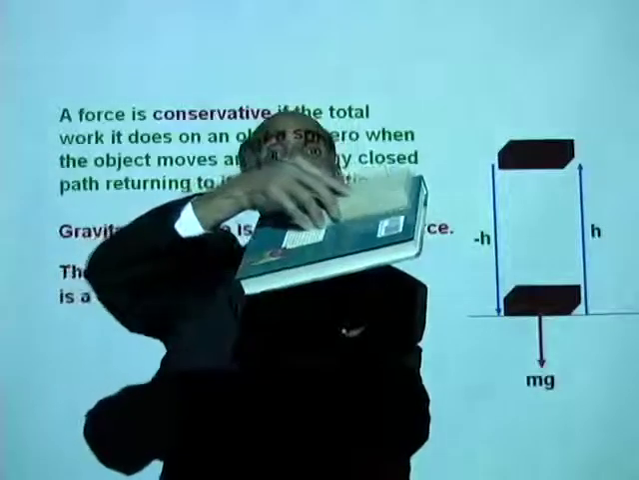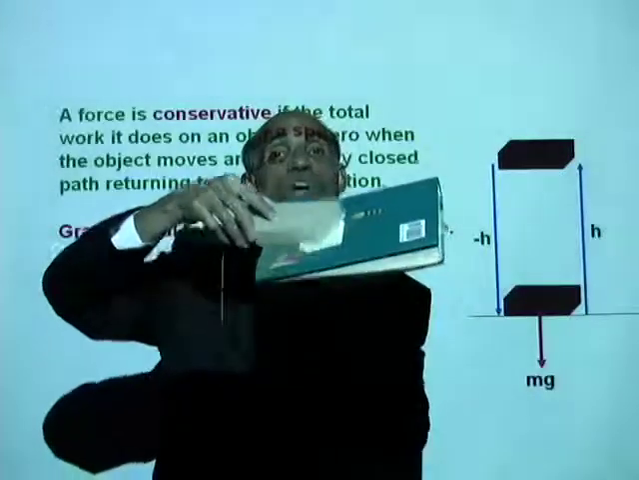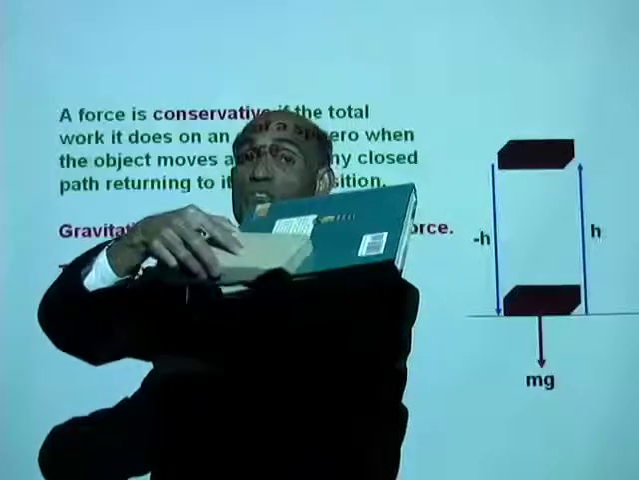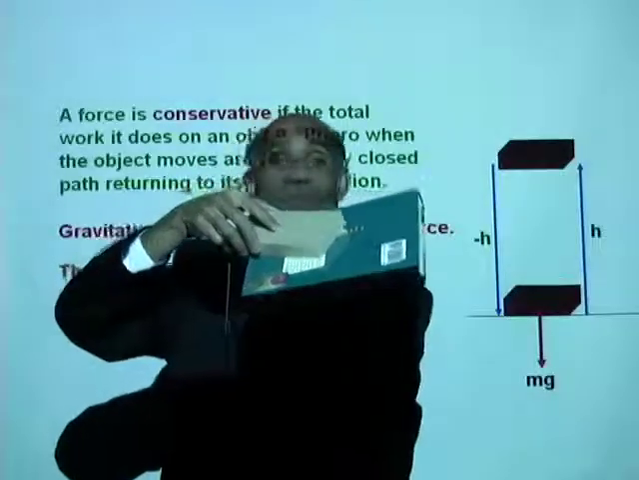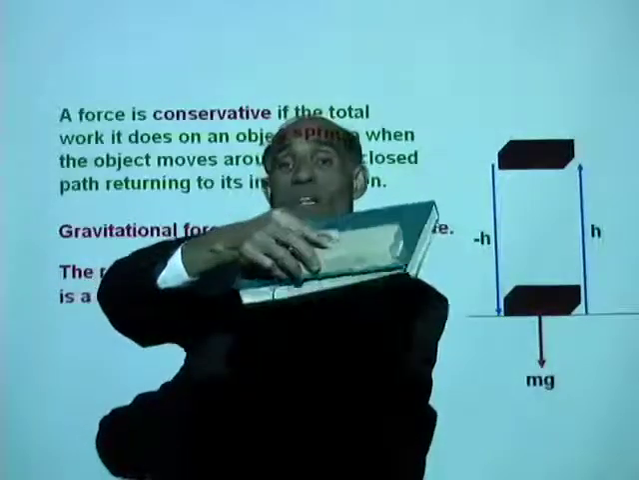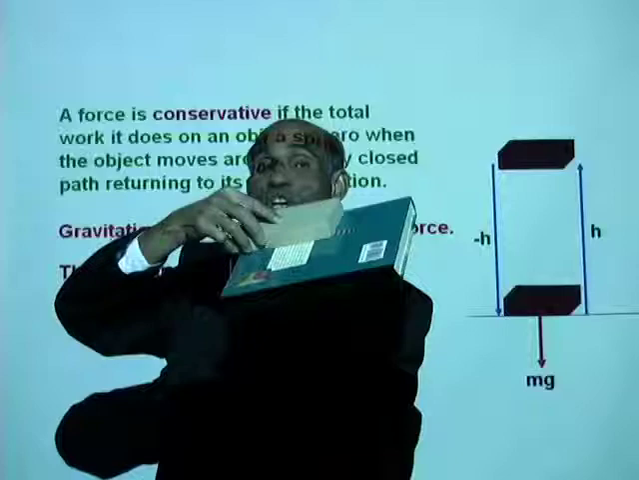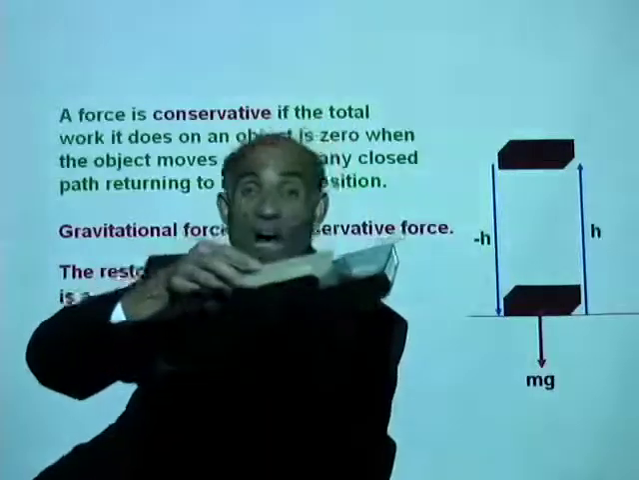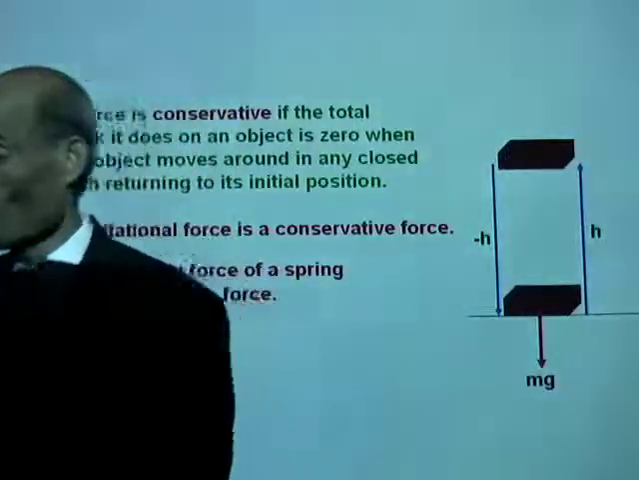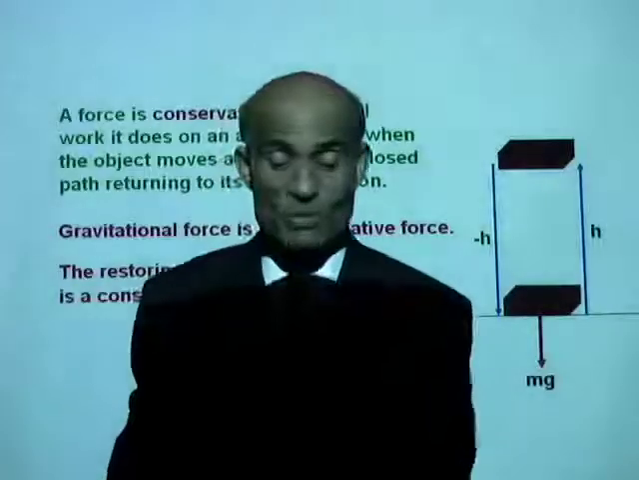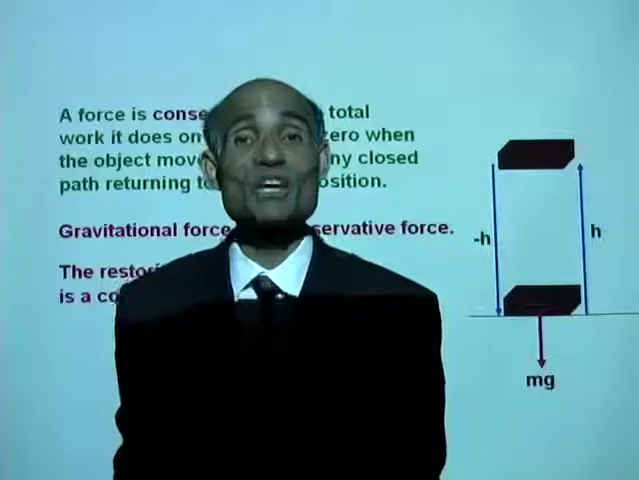Is the work done by the force of friction when the object is moved in a closed path 0 in this case? No. The work done by the force of friction when the object is moved in a closed path is not 0. Therefore, force of friction is a good example of a non-conservative force.